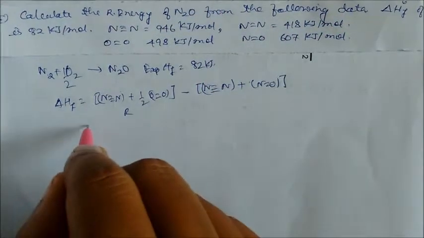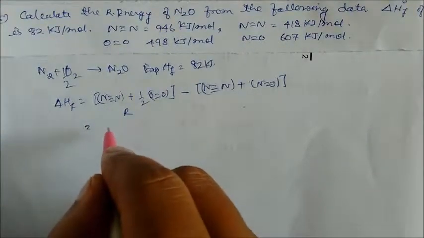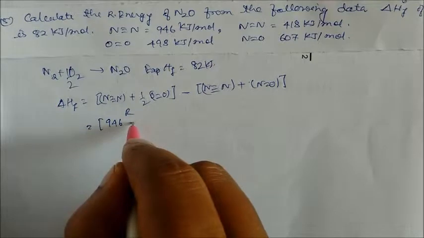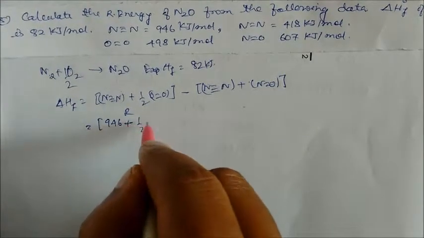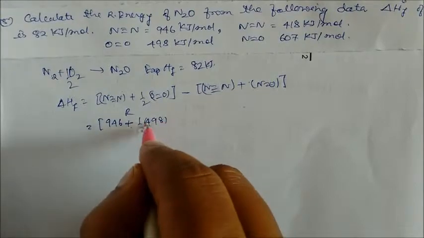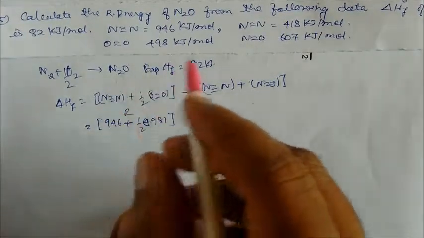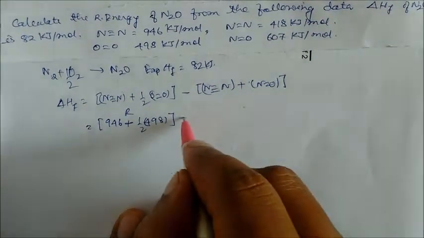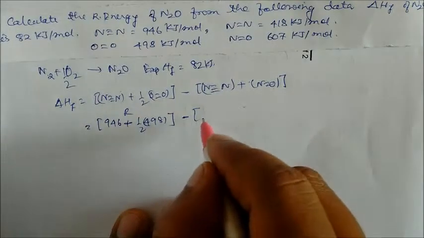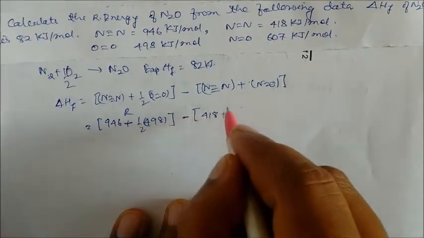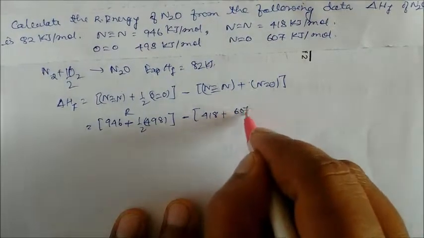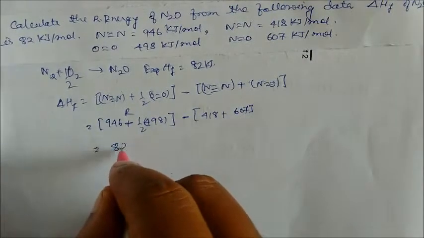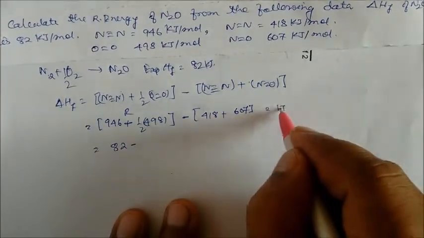On putting in these values we get 946 plus half into 498, which is given here. The heat of formation of N2O is already given as 82 kilojoule per mole, minus N triple bond N, 418, and plus 607. On solving we get 82 minus, and on this we get 170 kilojoule per mole.